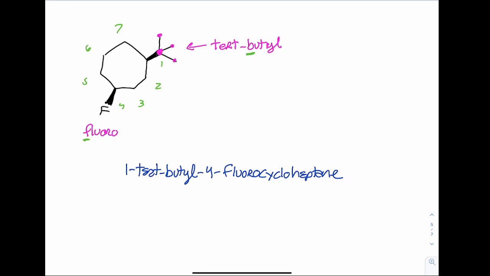And then stereochemistry, I drew wedges for both of them, so that means they're both on the same side of the ring, so that makes it cis, and cis goes out in front. Remember, trans are opposite, cis are on the same side. I just remember that cis and same side have the same sound, so cis, same side. That's how I remember that.